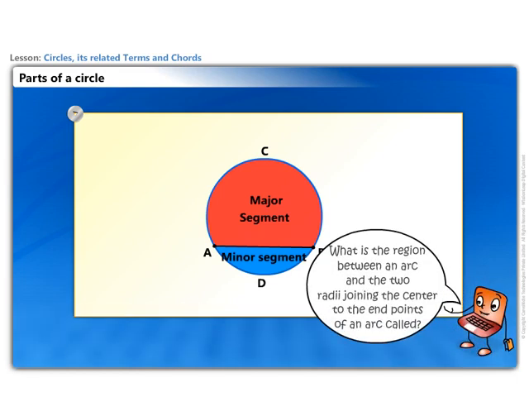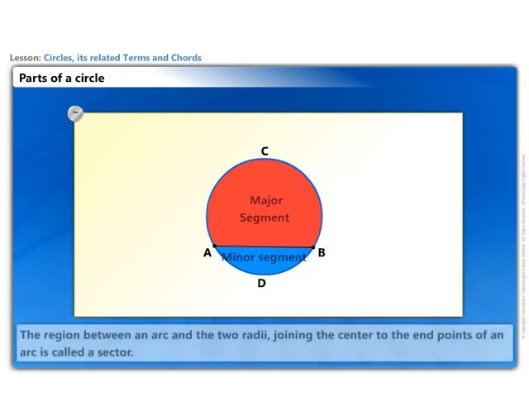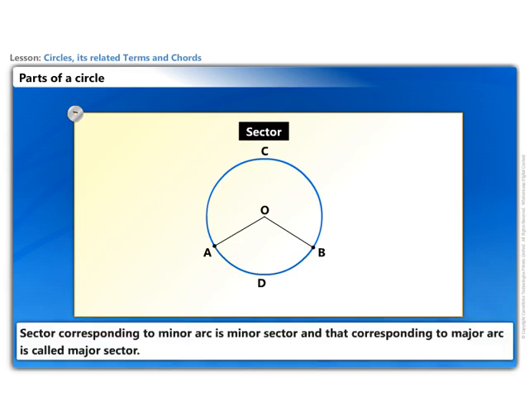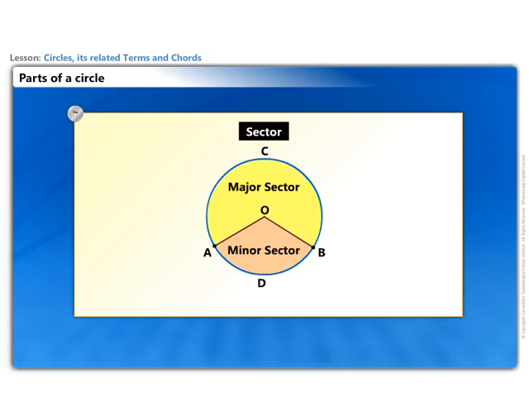What is the region between an arc and the 2 radii joining the center to the end points of the arc called? The region between an arc and the 2 radii joining the center to the end points of an arc is called a sector. The sector corresponding to the minor arc is the minor sector, and that corresponding to the major arc is called the major sector. Here, the external angle of AOB is called the major sector and the internal angle of AOB is called the minor sector.